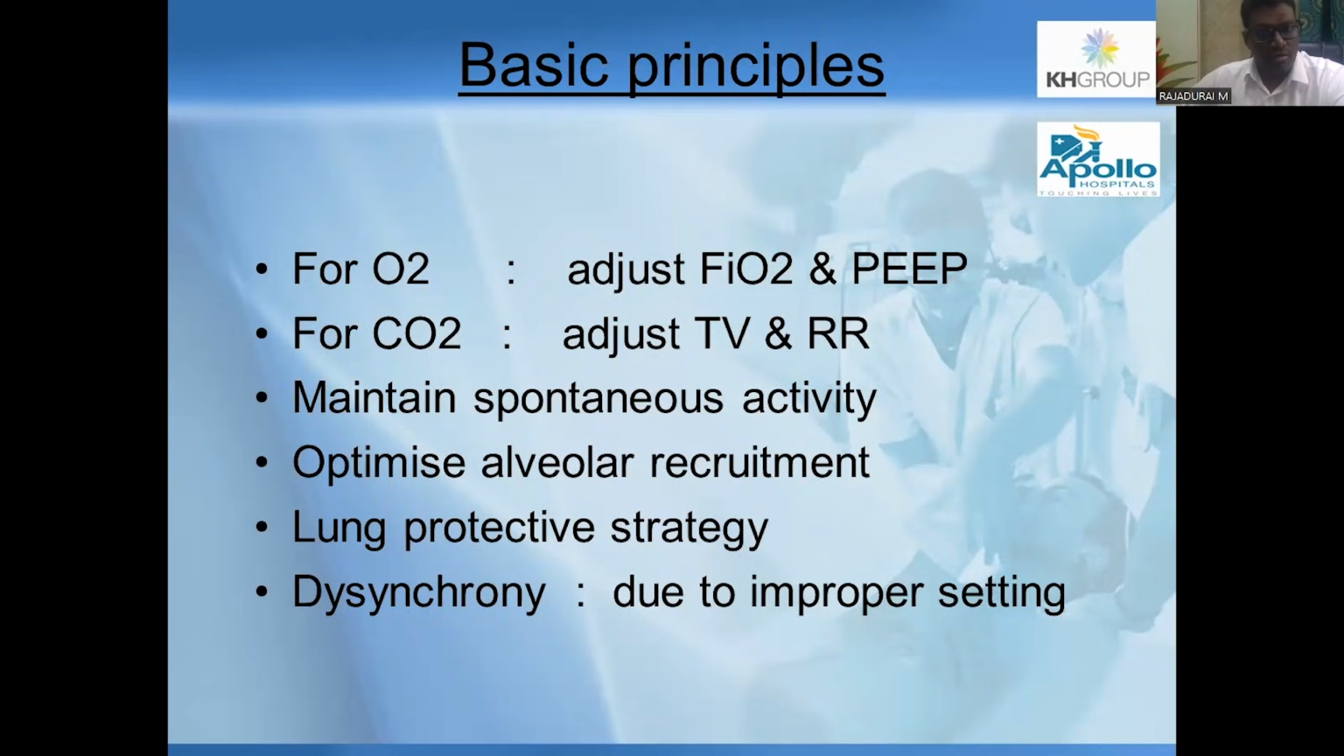Always optimize alveolar recruitment. Lung protective strategy should be there right from the start of ventilation. Whether you deal with a good lung or a bad lung, we need to consider lung protective strategies at all times of your mechanical ventilation. And you need to see that there is no dyssynchrony between a patient and the ventilator.